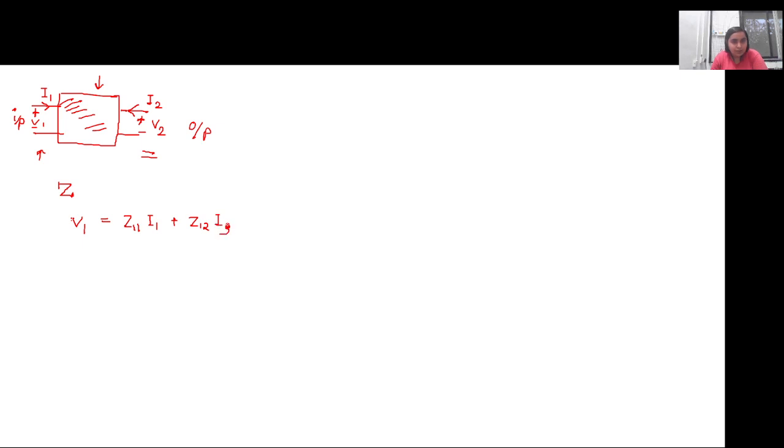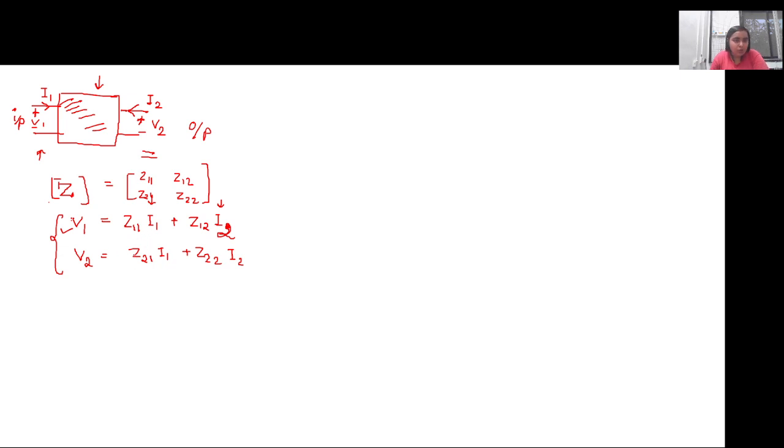So I1 and I2 are the input current and the output current. The output voltage V2 is related as Z21 I1 and Z22 I2. These are the two equations of the Z matrix, so the Z matrix will contain Z11, Z12, Z21 and Z22. If we know the source voltage, that is V1, and any of the two currents, we'll be able to calculate V2.